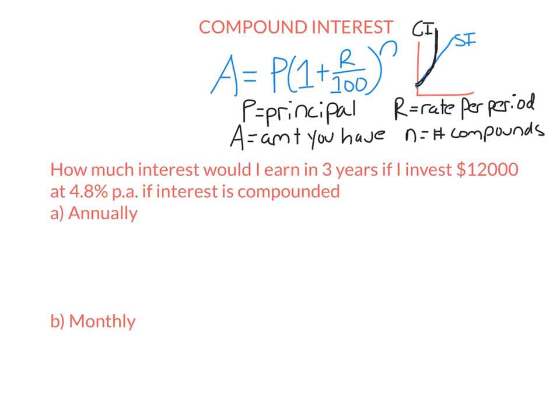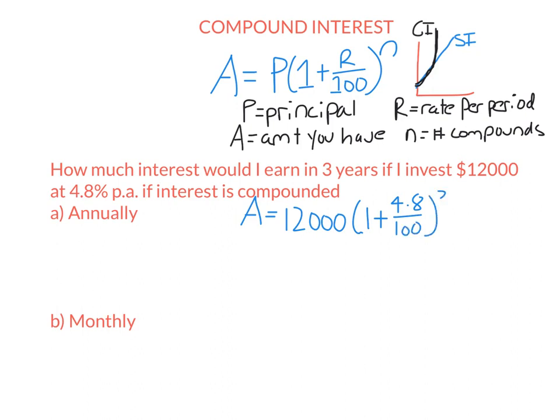So let's say I invest $12,000 at 4.8% per annum interest for 3 years. We're going to figure out how much interest I would earn if interest is compounded annually or if it's compounded monthly. We're going to use this formula up here. If it's compounded annually, the amount that I will have is equal to P, the principal, so that's how much you started with, times (1 plus R, which is 4.8, over 100) to the power of N.